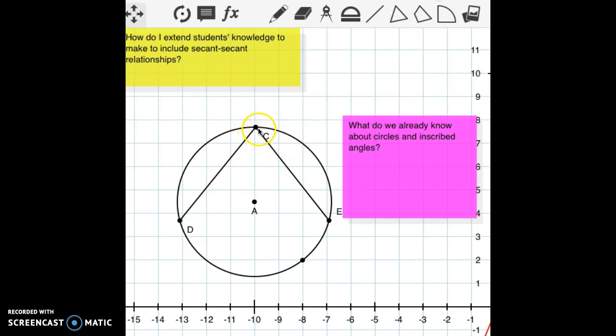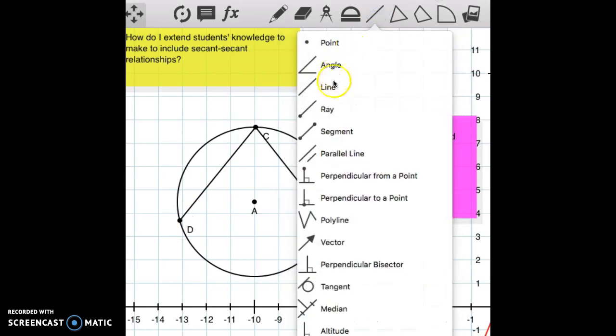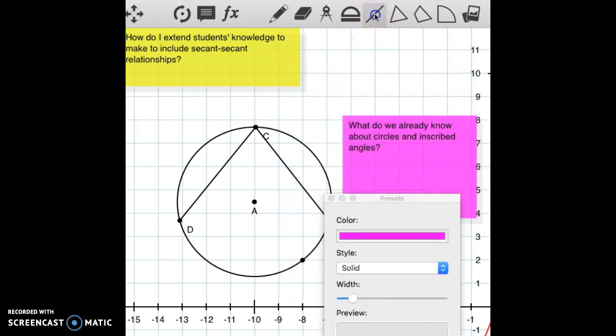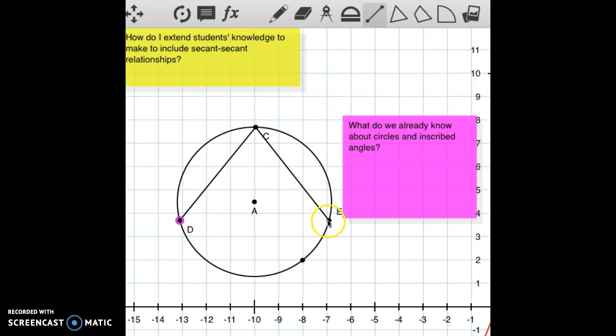And my students will know, since they're on the circle, they can find the angle of angle C, and then they could also put a line in here. Actually, I want to make that a segment from point D to point E and get the measure of this triangle. So they can get the measure of E and they find the measure of D.